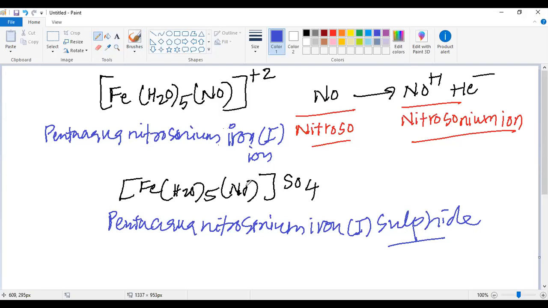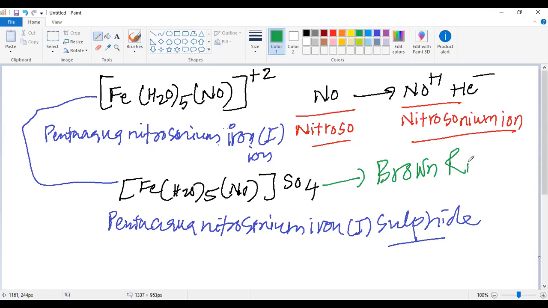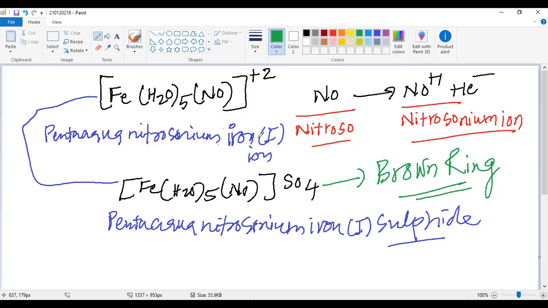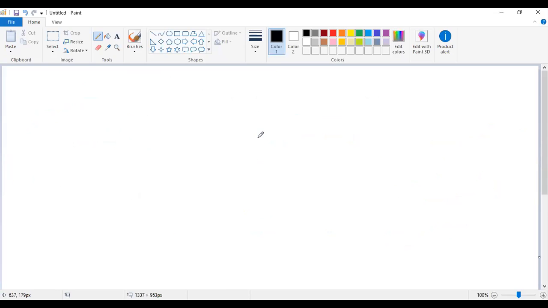So here the electron transfer takes place. This is the compound which is responsible for the brown ring. So you should know about the chemistry of this compound: how it is formed and what are the various things that we should know about it. So we have seen the name. Now let us understand how this complex is formed.